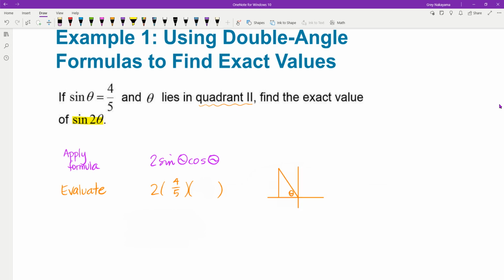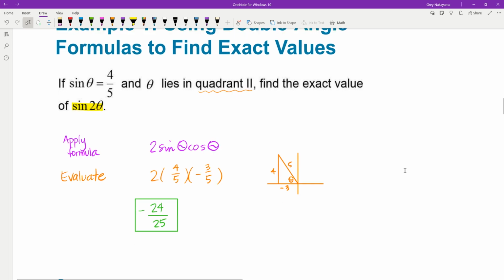My sine is opposite over hypotenuse. So if I use my Pythagorean theorem, I can find out that this bottom side is 3. But because I'm in the second quadrant, I write -3 to help you remember that the cosine is then going to be -3/5. And you just multiply straight across, simplify it, and you get -24 over 25.